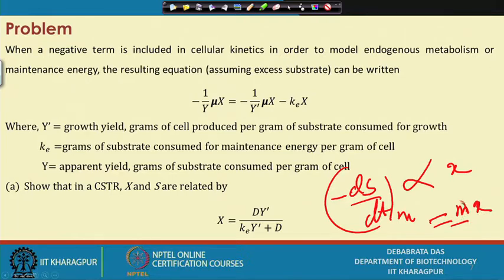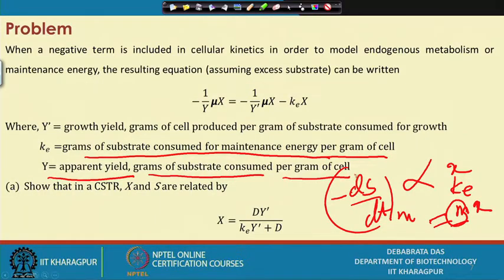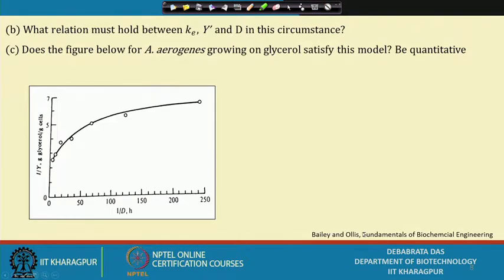What is m? The maintenance coefficient. Here this has been substituted by Ke, which is the gram of substrate consumed for maintenance energy per gram of cells. Now, Y is the apparent yield, sometimes called the overall yield coefficient, the gram of cell mass formed per gram of substrate consumed. What we shall have to do is show that in a CSTR or chemostat, X and S are related by this. And then what is the relation between Ke, Y' and D in these circumstances?